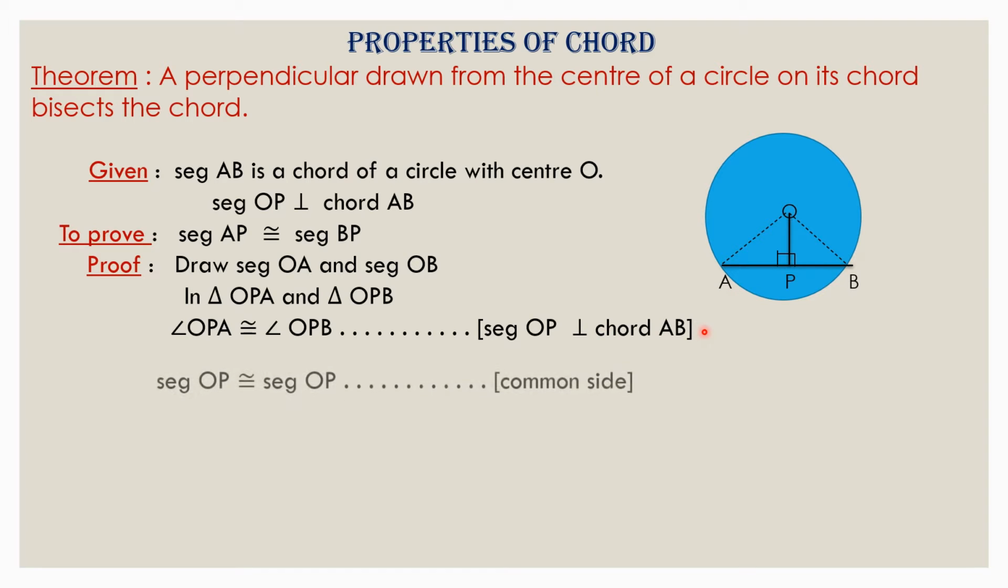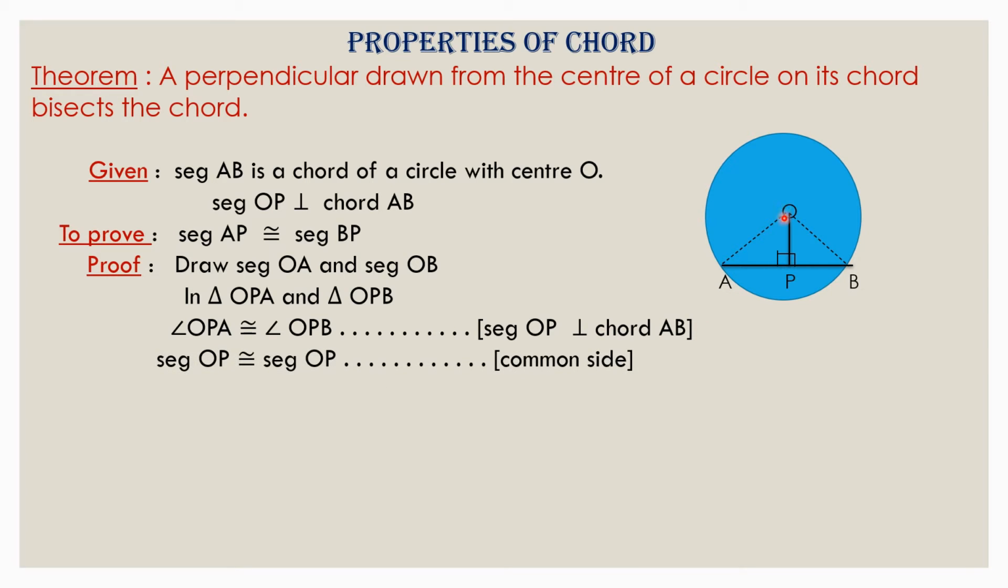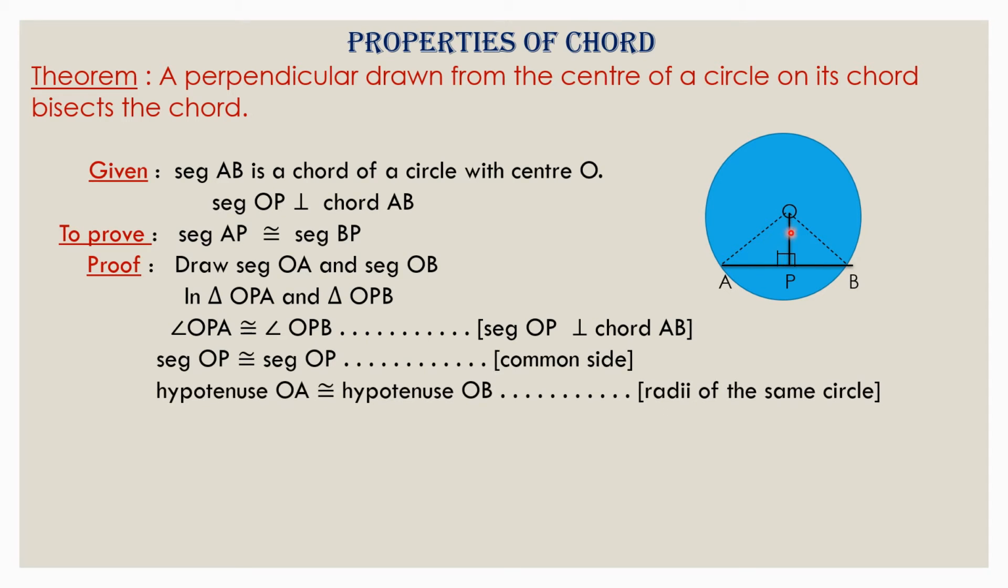Second one, segment OP congruent to segment OP, that is the common side. And third one, hypotenuse OA congruent to hypotenuse OB. That is, these two, OA and OB, are radii of the same circle.